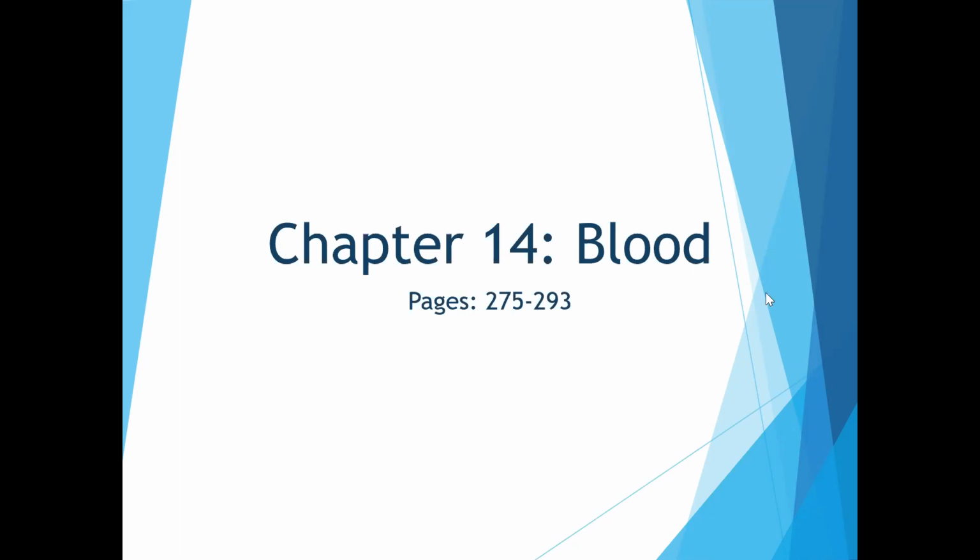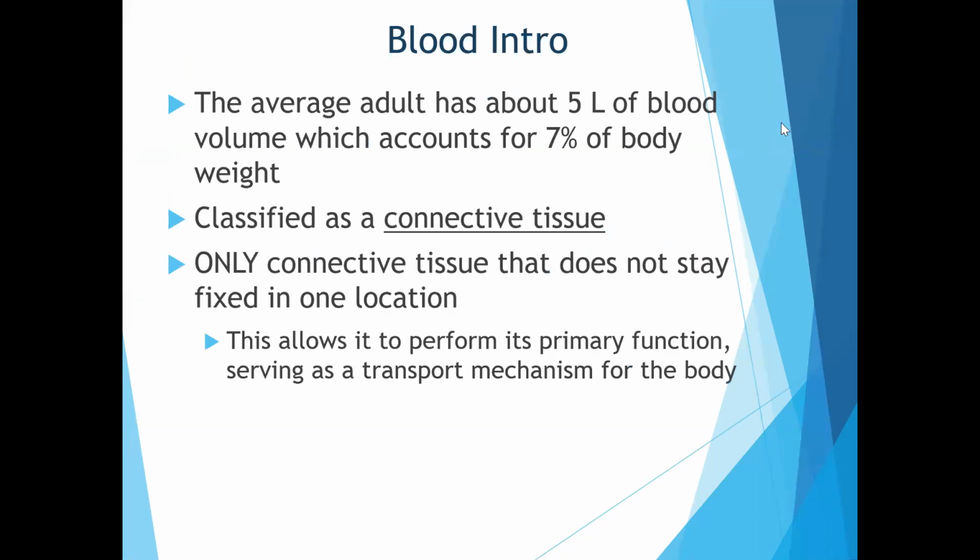All right, everybody, we're going to talk about the blood in chapter 14. Okay, so just a little intro. The average adult has about 5 liters of blood volume. 5 to 6 really depends on how big you are. Males tend to have more than females. A rule of thumb, about 5 liters, which accounts for 7% of body weight. So the 5 to 6 liters number you should remember as a norm. Don't worry about the body weight part. That's just a fun fact.